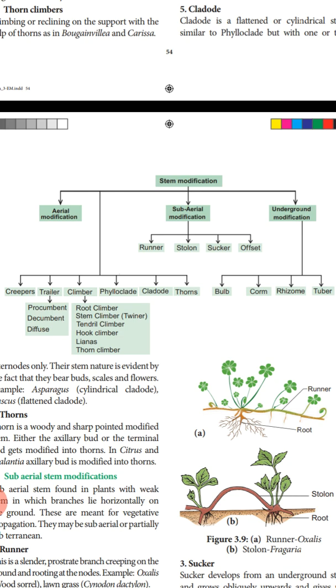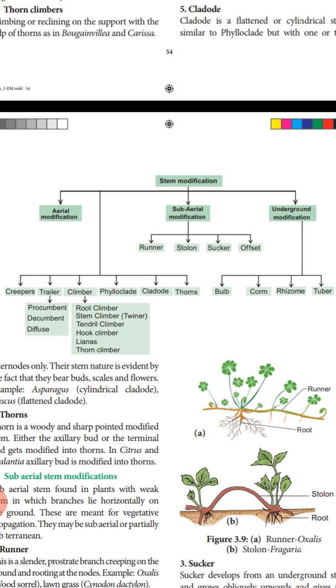Next is what? Yes, subaerial modification. Subaerial stem means what? Part of the stem grows above the soil and part of the stem grows below the soil. Examples of the different types of subaerial modification are runners, stolons, suckers and offsets.